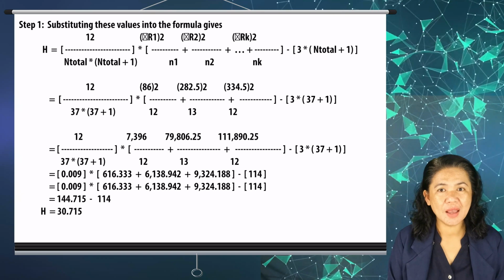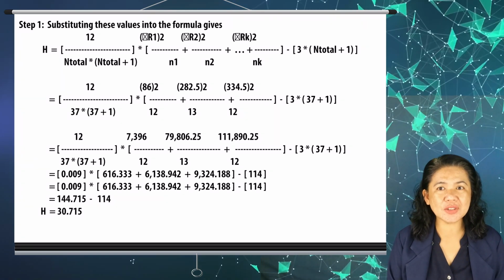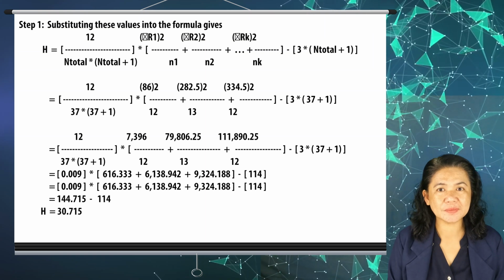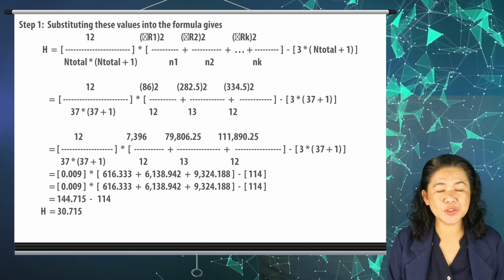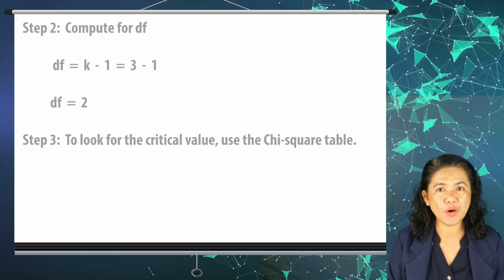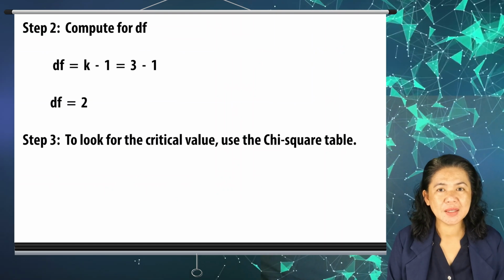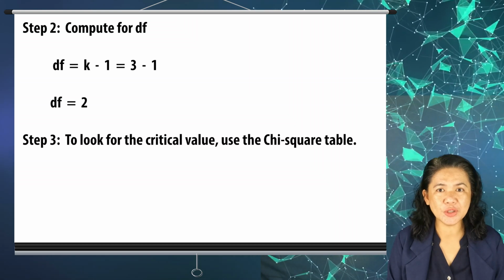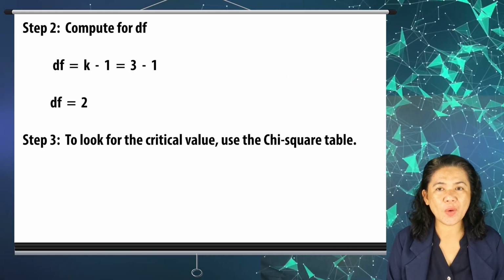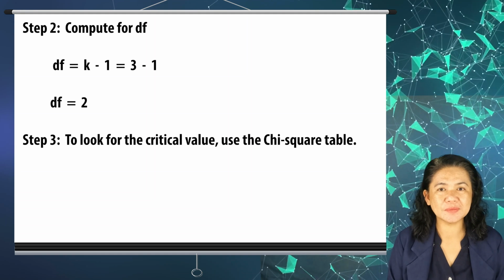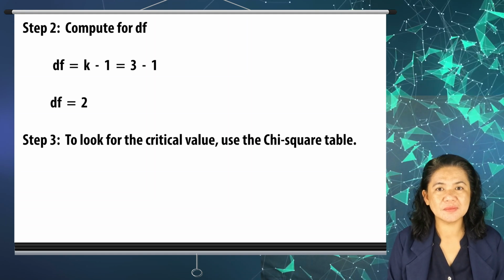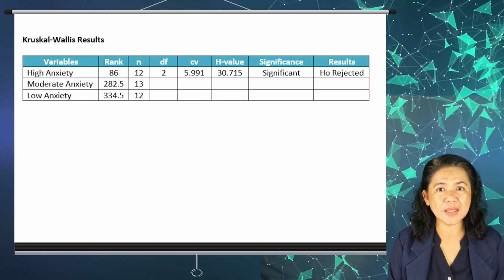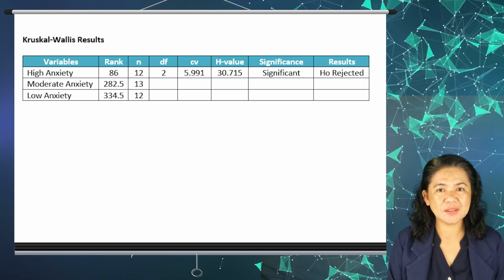Step 1, substituting these values into the formula gives you this. Step 2, compute for DF. Step 3, to look for the critical value, use the chi-square table. So here are now the Kruskal-Wallis results.